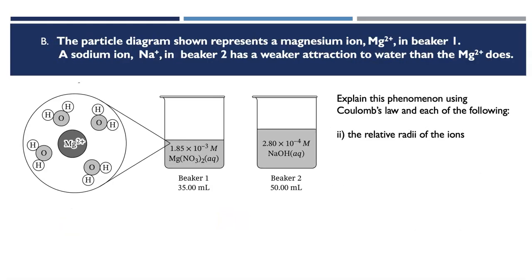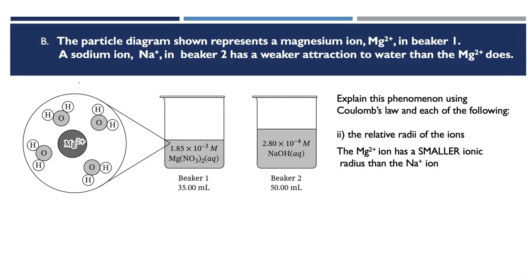Now, B Part 2 was quite tricky, and I think it was actually written to be tricky, to earn the point for part 2. Explain it using the relative radii of the ions. A lot of students misinterpreted this, I think. The magnesium ion has a smaller ionic radius than the sodium ion. We don't really need to go into why here. We just need to state that comparison, right?